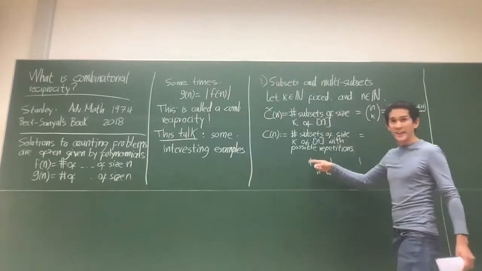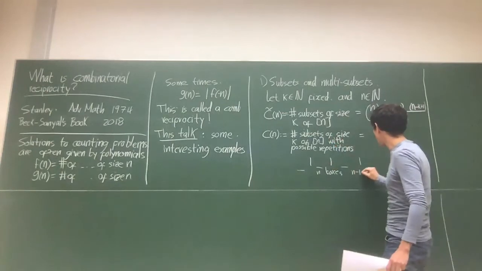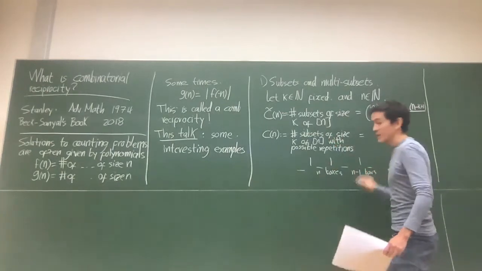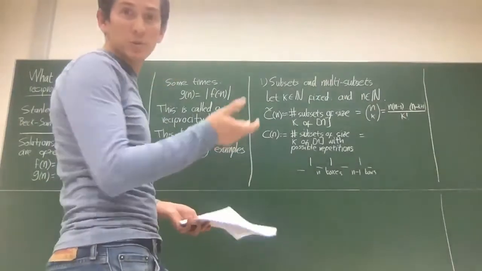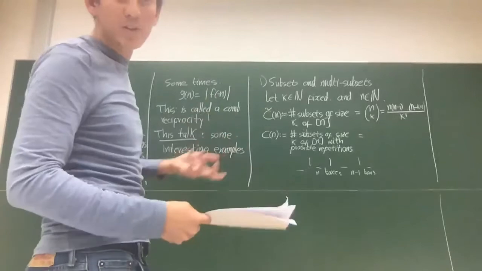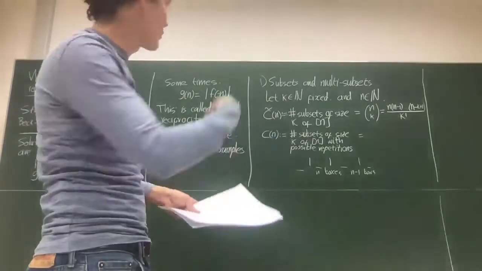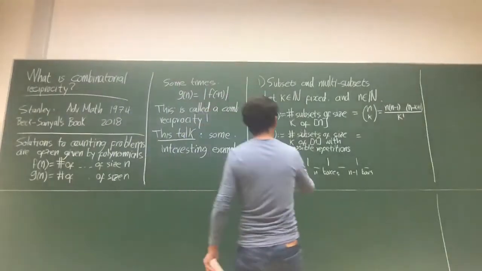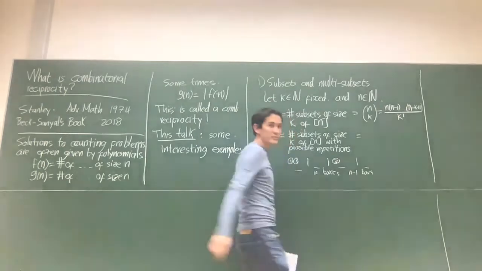And these are separated by n minus 1 bars. These boxes are numbered from 1 up to n. And what you want to do is to start throwing balls in these boxes. If you have 3 balls in box number 1, you will get a 1, 1, 1. And then if you have 1 ball in box number 3, you will get a 3. So 1, 1, 3.